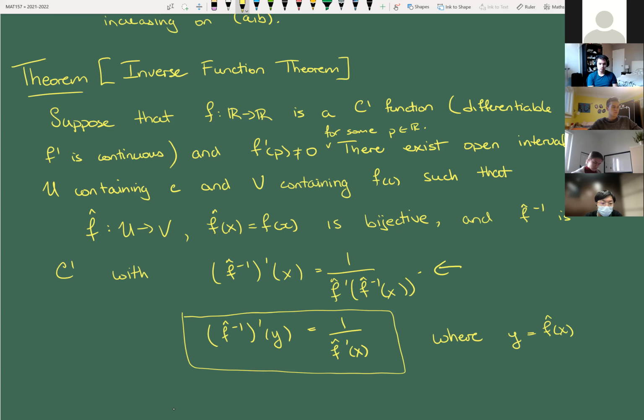Did I use a C somewhere? There's C1, but C1 means differentiable and the derivative is continuous. So did I use it? Oh, containing P, sorry. And containing f of P. Yeah, thank you.